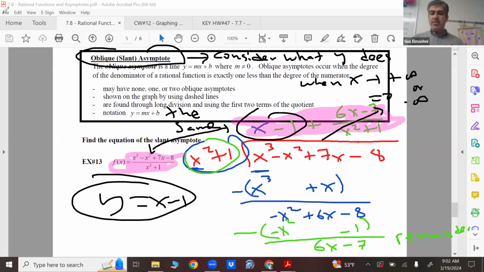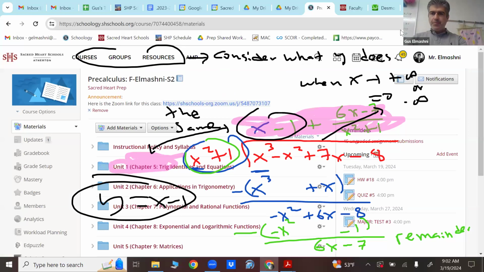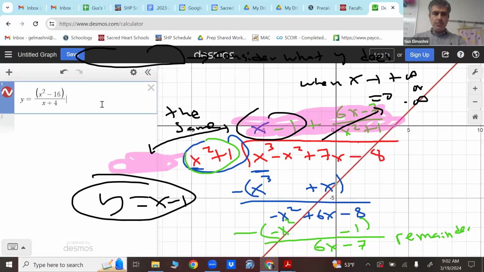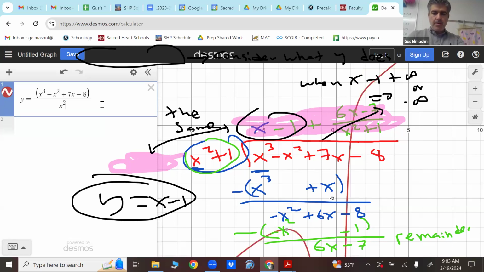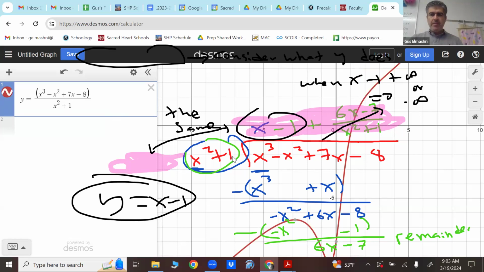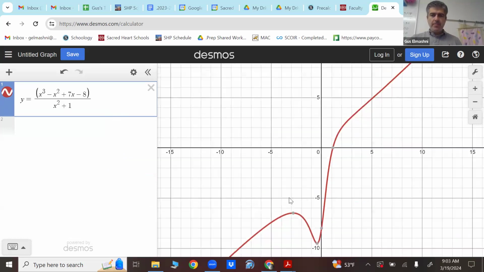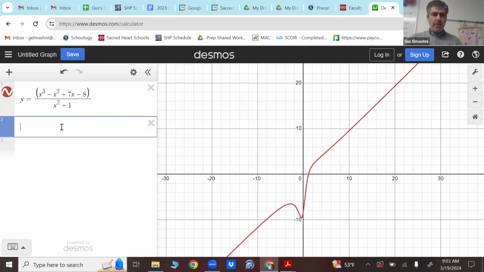Let me plug this into Desmos so you can see a little better why we call it that. Okay. So x raised to the third power minus x raised to the second power plus 7x minus 8 divided by x raised to the second power plus 1. Let me clear. And let me graph y equals x minus 1.